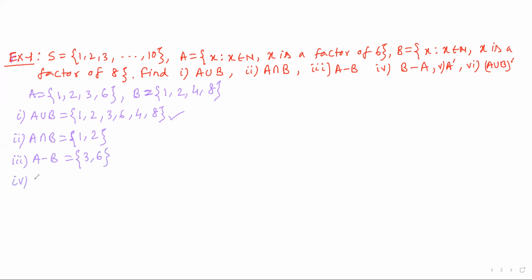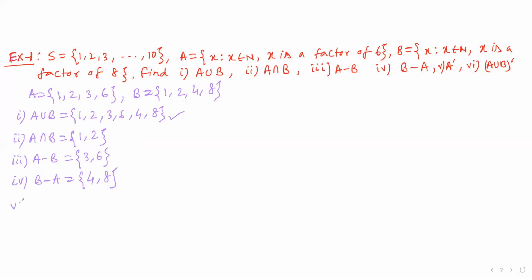Similarly, part 4, we can calculate B minus A. B minus A means from the B set we have to remove the A set elements. B set contains 1, 2, 4, 8. From these elements, we have to remove the A set elements, that is 1, 2, 3, 6 will be removed. Then what is the remaining part of the B set? The remaining part of the B set is 4, 8. So this is B minus A.